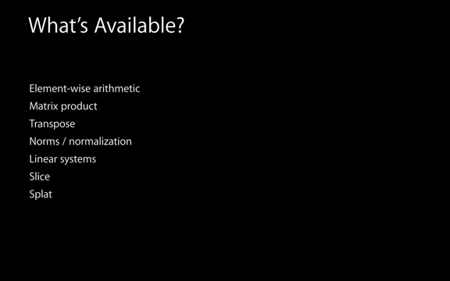What are you going to find in linear algebra? There's a huge range of functionality. We've got element-wise operations, add, subtract, matrix products. This is going to be inner product, outer product, matrix transposes. There's support for norms and normalizations. Support for solving systems of linear equations. And then two pieces which are unique to the linear algebra subframework, and those are slice and splat. We'll see about those in further detail a little bit later. But let's begin with the linear algebra object.